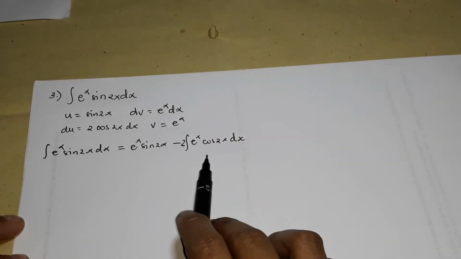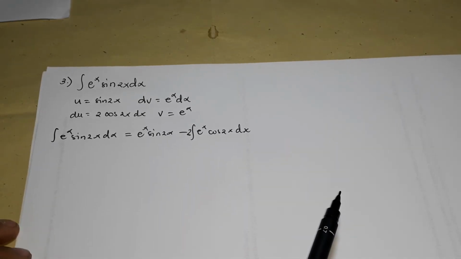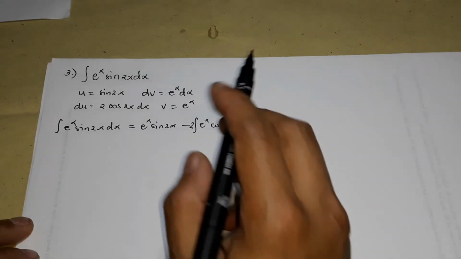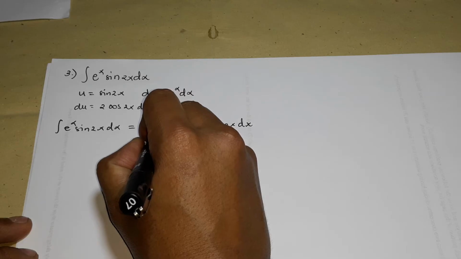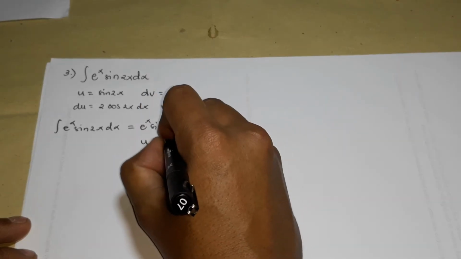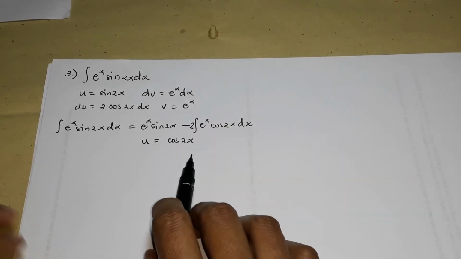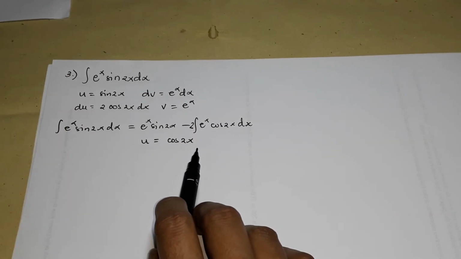Again, the integral part contains a product of an exponential function and a trigonometric function of the form e to the x times cosine 2x. So for the second time around, we apply integration by parts. We let u be equal to cosine 2x, basically because on our first substitution, we let u be the trigonometric function sine 2x.